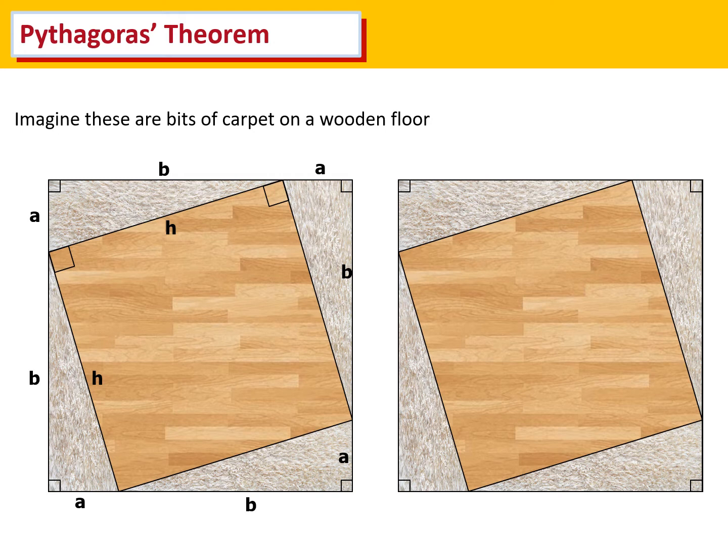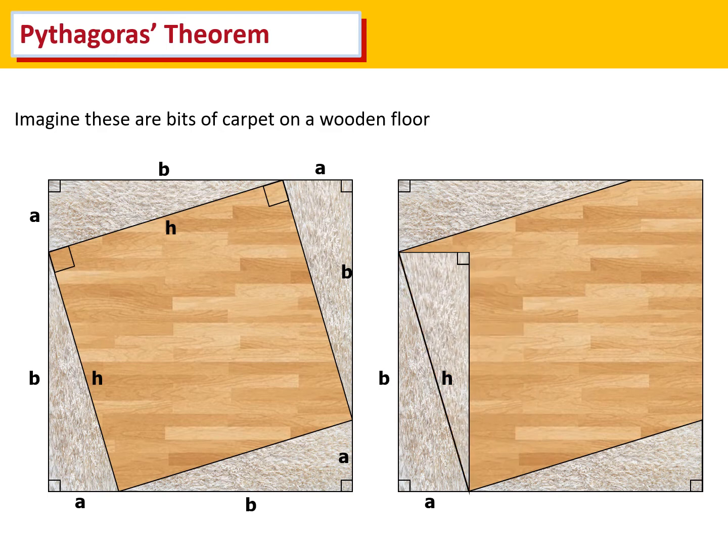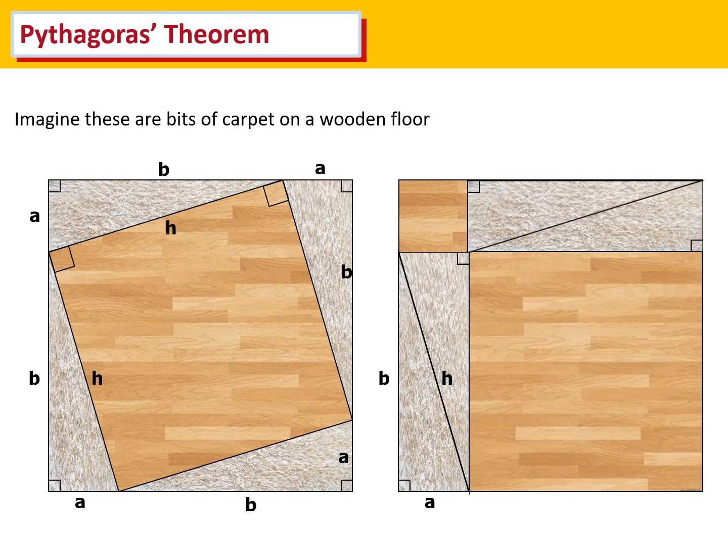Now, if we look at the right-hand diagram, which is an exact replica of the left-hand one, but this time we just slide the pieces of carpet together, exactly the same amount of wooden floor is shown in the right-hand diagram as the left-hand diagram, because exactly the same amount of wooden floor must be covered by the four triangles.